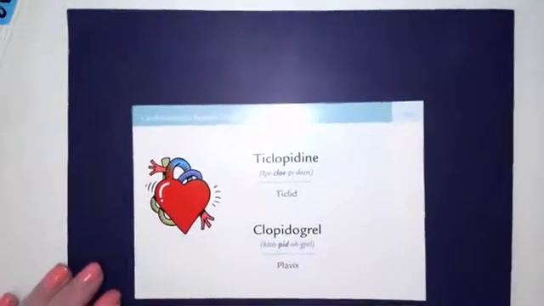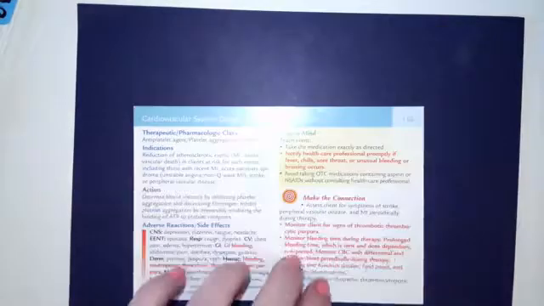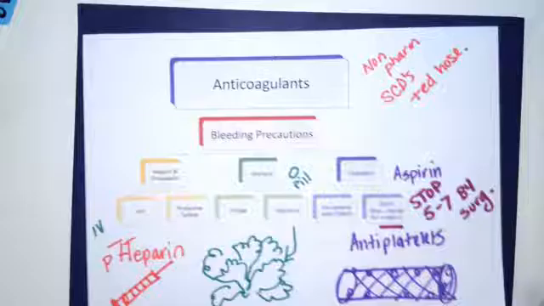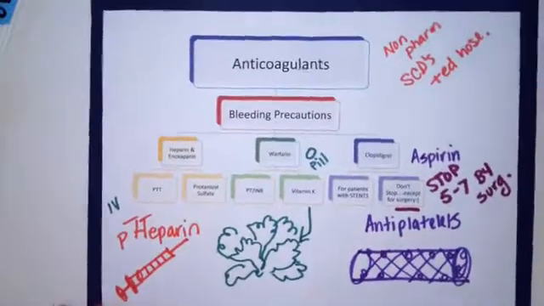Then we have clopidogrel, which is an antiplatelet medication. So clopidogrel works by inhibiting the ability of platelets to stick together. That's what aggregation means. So we give this to our patients who have had a stent placed. Another antiplatelet medication is aspirin. So I made a little chart for you guys to help you remember these.